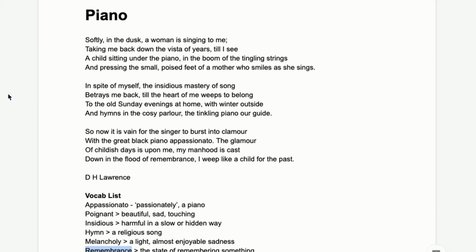So now it is vain for the singer to burst into clamour with the great black piano appassionato. The glamour of childish days is upon me. My manhood is cast down in the flood of remembrance. I weep like a child for the past.